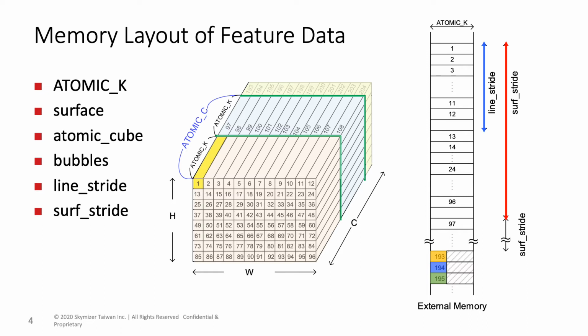NVDLA assumes by default that all data cubes are stored in the order described here. Because the sequence is the same as the output data, data reordering is unnecessary between different layers of operation. For example, a convolution layer can directly operate on an output data from a previous convolution layer without any reordering.